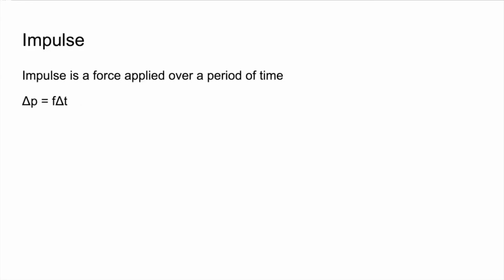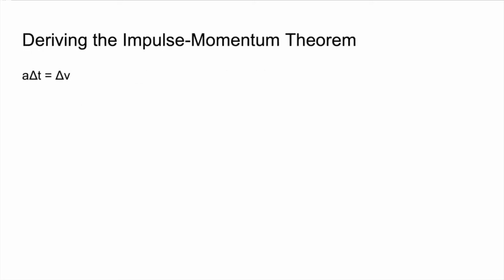Now we're getting into impulse, which is a force applied over a period of time. The variable for impulse is delta p, and you'll see why soon. The formula is delta p equals F times delta t. We're going to derive a very important theorem called the impulse momentum theorem.